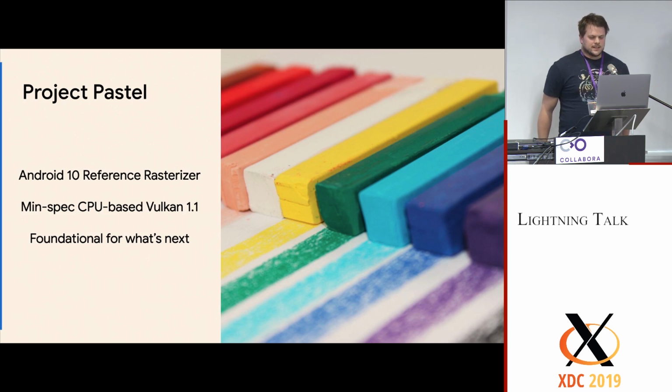So there was suddenly a need to have sort of a reference implementation of this that could run tests and that would basically validate this architecture. So that's why we started what we called Project Pastel, which was a SwiftShader-based implementation of Vulkan 1.1, with just a minimum specification of it. But this was very foundational to our team for what's coming next.